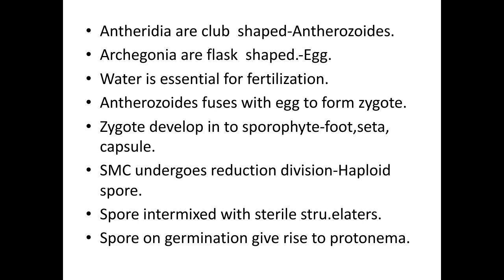Now the spores on germination give rise to the protonema in bryophytes. Then the protonema has two types of branches: the chloronemal branch and the rhizoidal branch. With the help of the rhizoidal branch, it fixes within the soil or mud, then it absorbs water and minerals from the soil. Then the chloronemal branch does the function of photosynthesis. Then this protonema matures into the bryophytic plant.